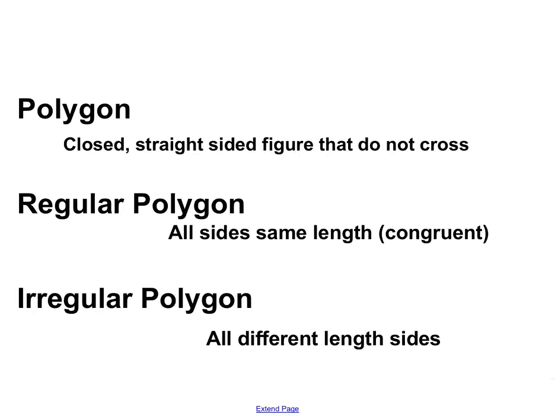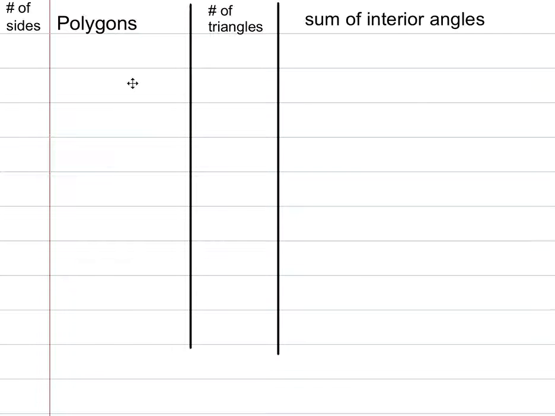So we need to go back. A polygon is a closed, straight-sided figure. So in order to be a polygon and be closed, you'd have to have at least 3 sides. So 3, 4, 5, 6, 7, 8, 9, 10. We're going to go as far as that today. So let's go through them.